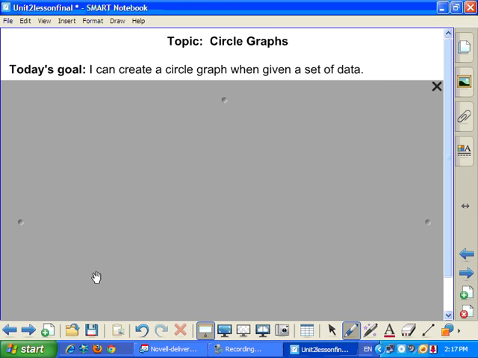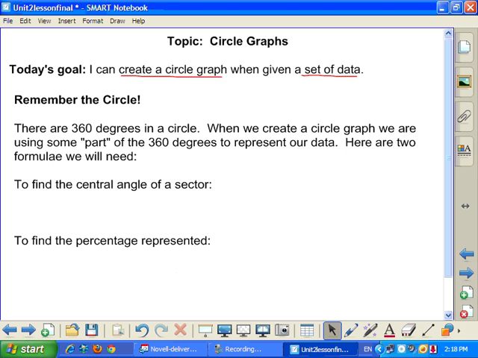So what do I want you to be able to do? I can create a circle graph when given a set of data. All right, so that's our goal today. We're going to be creating circle graphs. So you're going to get out the compasses, I'm going to lend those out, and I'm going to be using protractors, so we're going to be using a bit of everything.